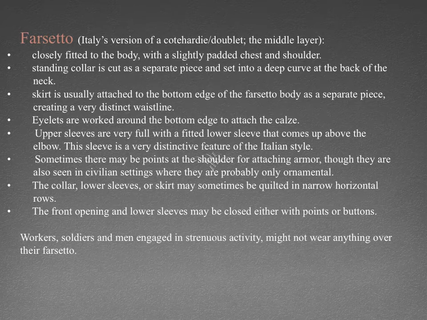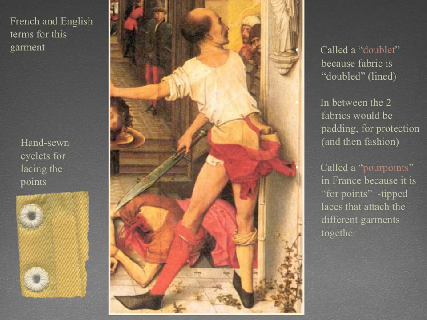But, you know, people working at manual labor or soldiers or peasants probably aren't going to wear anything over their farsetto. So here's a painting of a man in a state of semi-undress. You can kind of see these layers, right? You can see his camicia, you can see his stockings, his calze, are unlaced and they've fallen down around his knees, but you can see here his farsetto, right, that he's taken his arms out of the sleeves and it's fallen down his back.